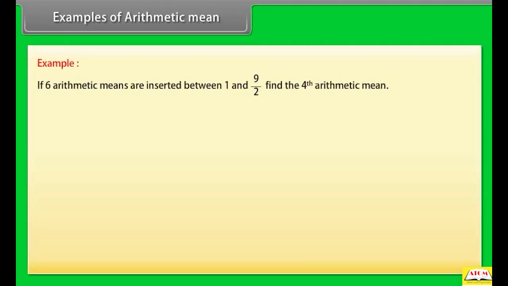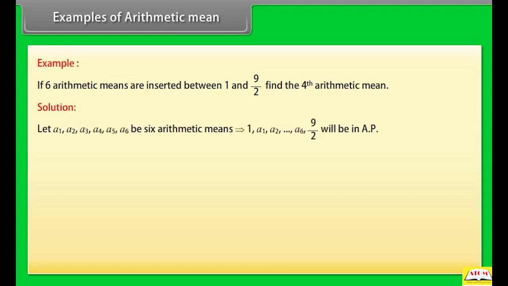Examples of arithmetic mean. If 6 arithmetic means are inserted between 1 and 9 by 2, find the 4th arithmetic mean. Solution: let A1, A2, A3, A4, A5, A6 be the 6 arithmetic means. It implies 1, A1, A2 up to A6, 9 by 2 will be in arithmetic progression.